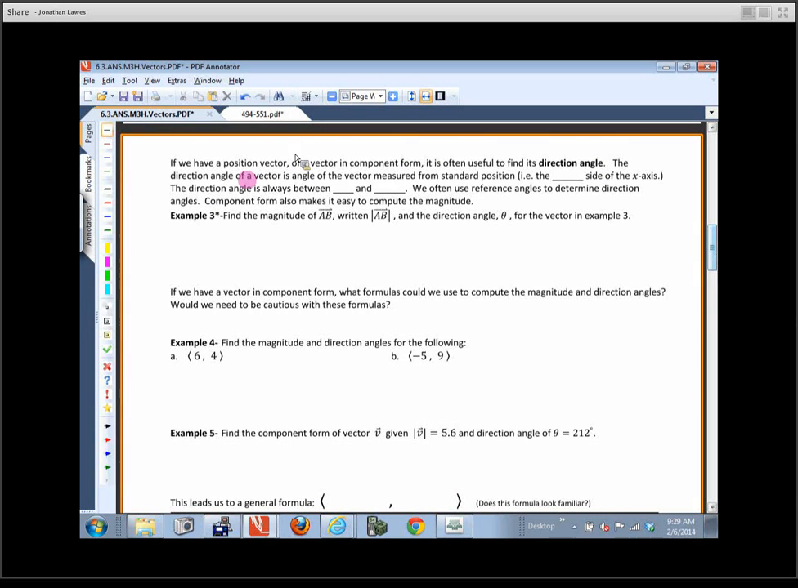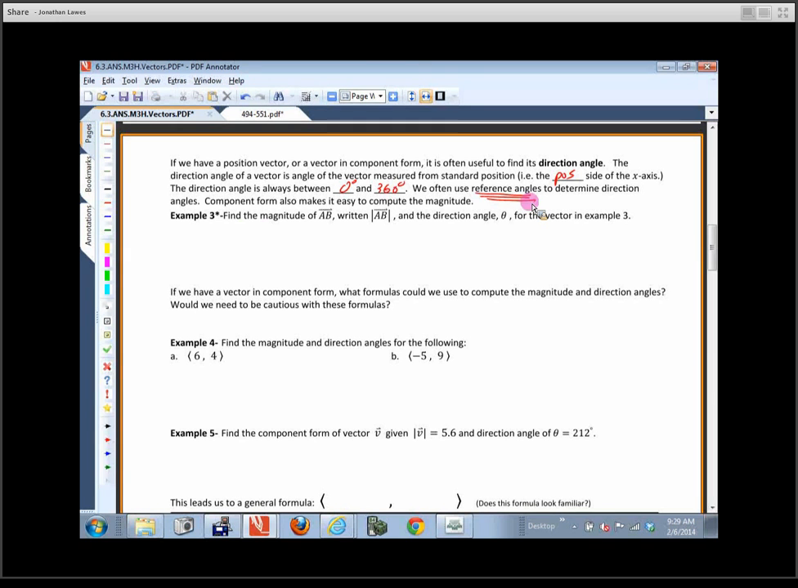Okay, so again, if we've got it in component form, it's often useful to find the direction angle. The direction angle of a vector is measured from standard position, in other words, the positive side of the x-axis. And the direction angle is always going to be between 0, and if we do it in degrees, 0 and 360 degrees. Okay, and please underline this. We often use reference angles. So we're going to find reference angles, and then we've got to make sure that once we put it in standard position that we've measured the angle correctly.